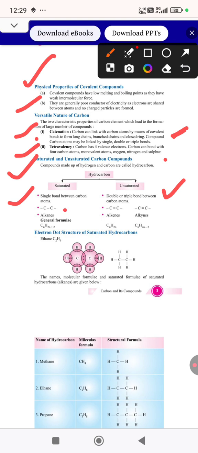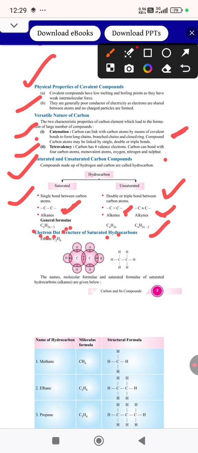Examples: C single bond C, and here C double bond C or C triple bond C. They are alkanes. They are alkenes or alkynes. Double bond naming is alkene. Triple bond naming is alkyne. Their general formula is CnH2n+2. Their general formula is CnH2n, and their general formula is CnH2n-2.